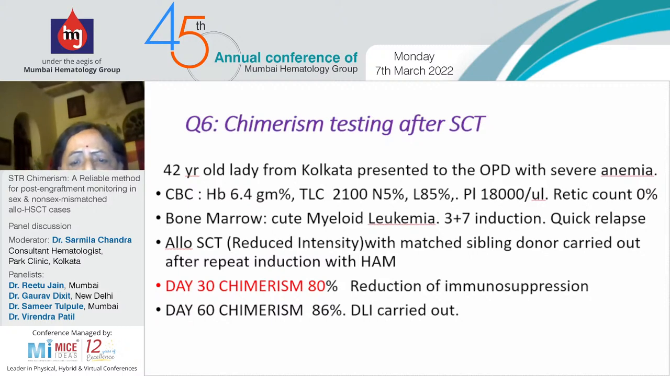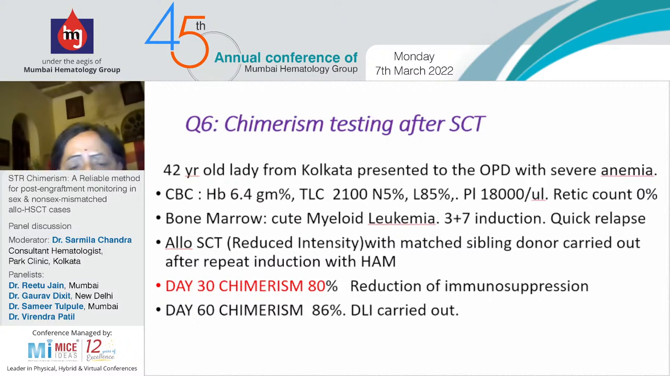And at that time, we discovered that she had a matched sibling donor, and we sort of convinced her to have a bone marrow transplantation after a repeat induction therapy. And after preparing for everything, we gave a second induction chemotherapy, and she fortunately went into remission. And here we did not do a completely myeloablative transplantation. We decided to do a reduced intensity transplantation in view of her age and the two preceding chemotherapies which she has already had.